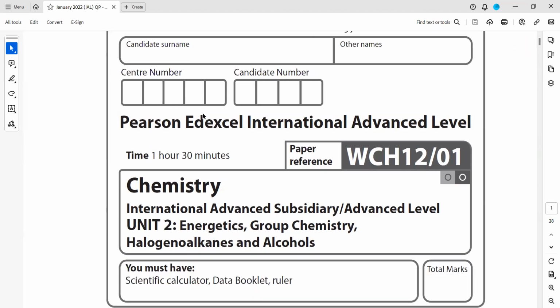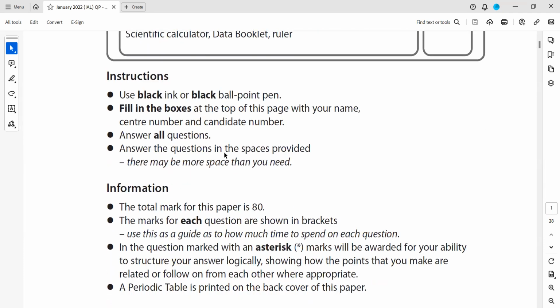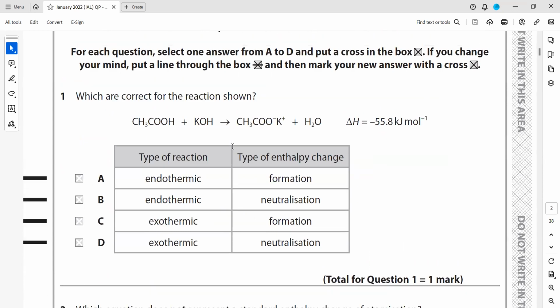So this one is Unit 2 from the January 2022 paper, component of Unit 2. Which are correct for this equation? First thing, enthalpy change is negative. So when enthalpy change is negative, it must be an exothermic reaction.